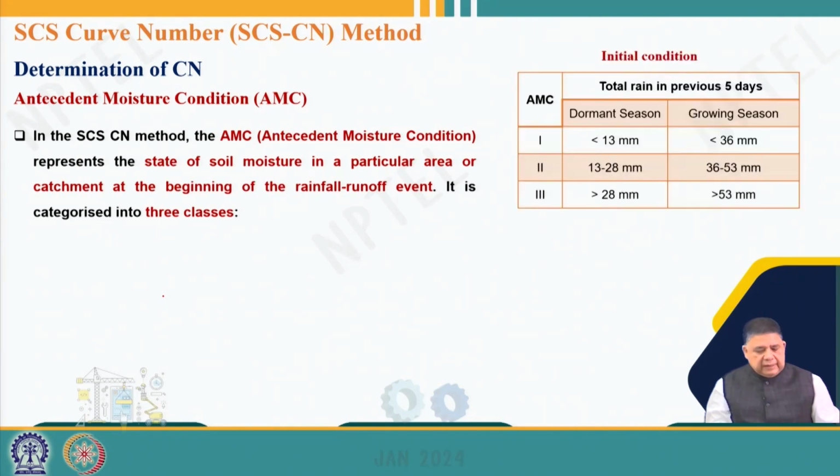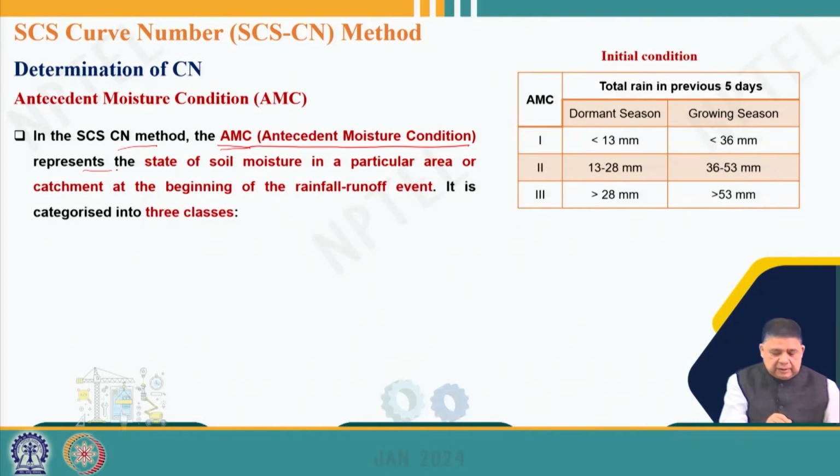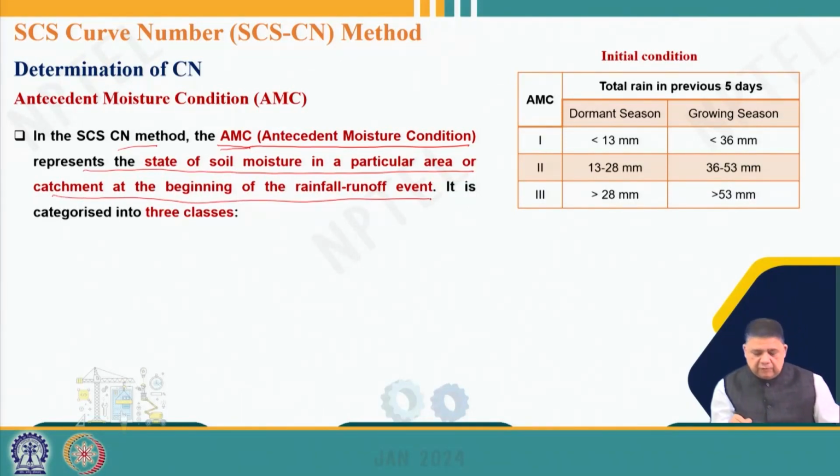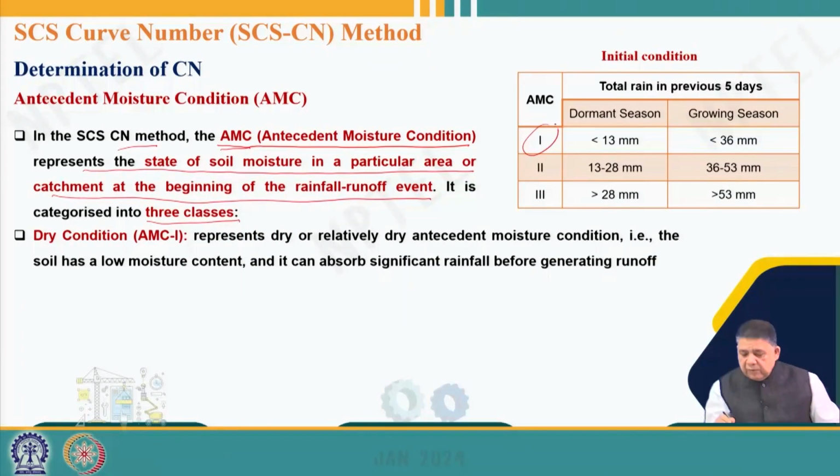And then obviously in SCS curve number method, the antecedent moisture content AMC condition represents the state of the soil moisture in a particular area or catchment at the beginning of the rainfall runoff event, and it is basically classified into three groups: AMC 1, 2 and 3. And of course, it is based on the total rain that was recorded in the previous 5 days. That means if any rainfall runoff event starts today, then what was the rainfall in previous 5 days, that is taken into consideration.